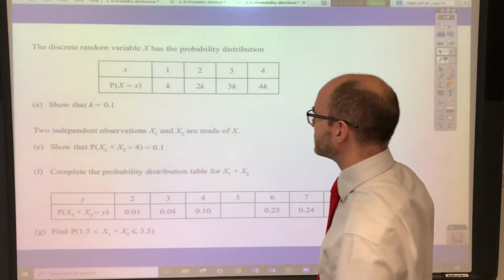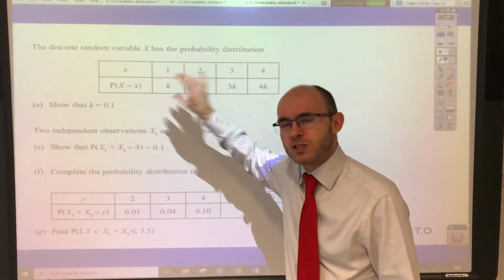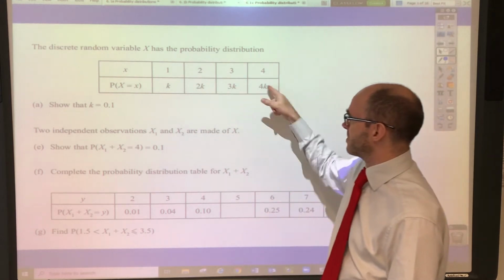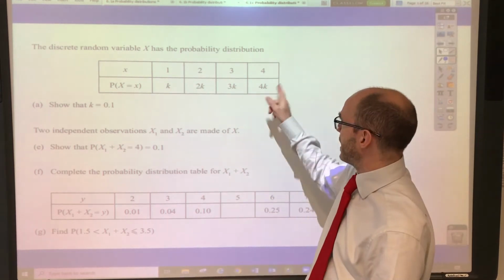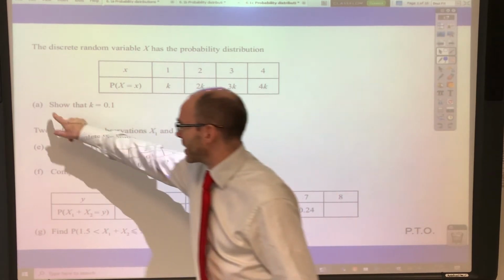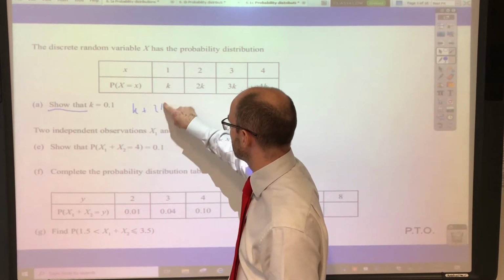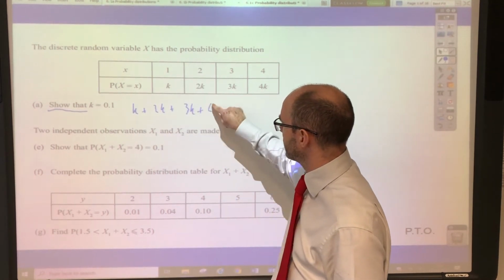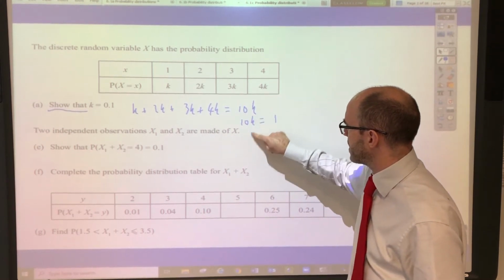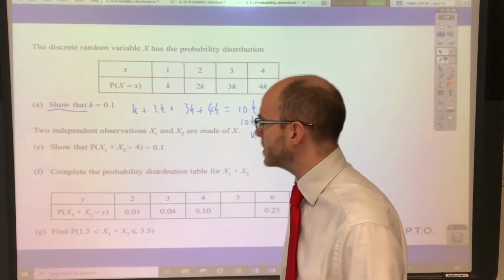Okay. Right, let's have a look then. So, show that k equals 0.1. So you've got a distribution given in terms of a table, and the only thing you need to remember is that all of these probabilities have got to add up to 1. That's it. So add these together. So 4, 7, 8, 9, 10. So you've got 10k. It's a show that question. So you can't just write down k. You really should write down, well, k plus 2k plus 3k plus 4k is equal to 10k. 10k equals 1. Therefore, k equals 0.1. And you're done. Okay, that's fine. That's all we need, really, for that.